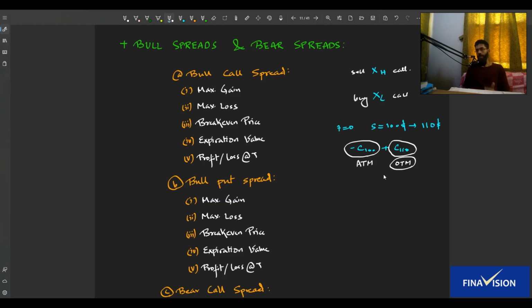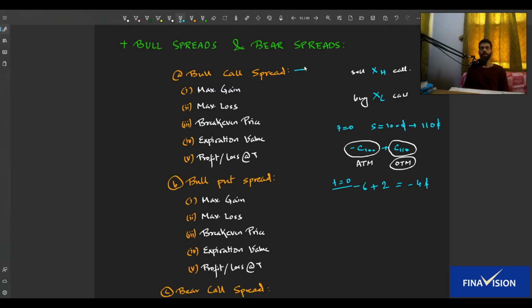Now in this kind of scenario, we can consider different outcomes and try to understand the profitability, right? So let's say the ATM call has a premium of $6, so the cash flow is minus $6, and the OTM out-of-the-money call has a premium of $2, so there is a cash inflow of $2. So net cash flow is negative $4, or a cash outflow of $4. This is at t equals 0, right? This is at t equals 0.